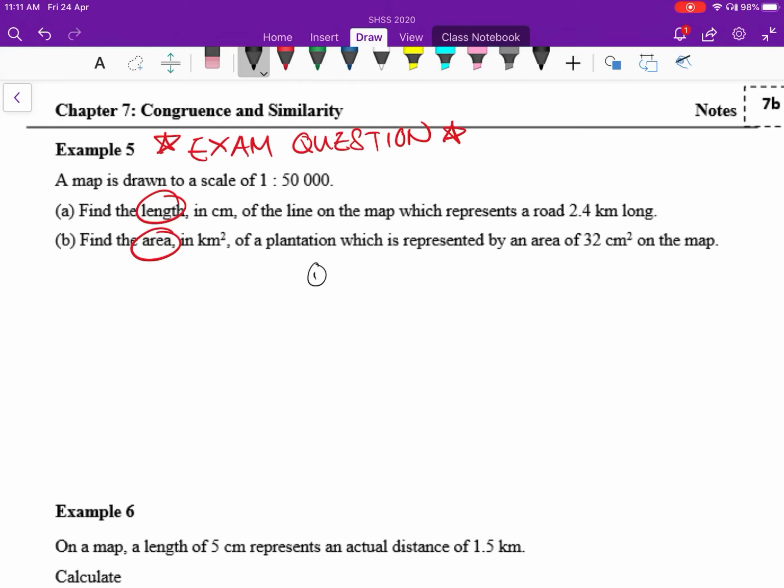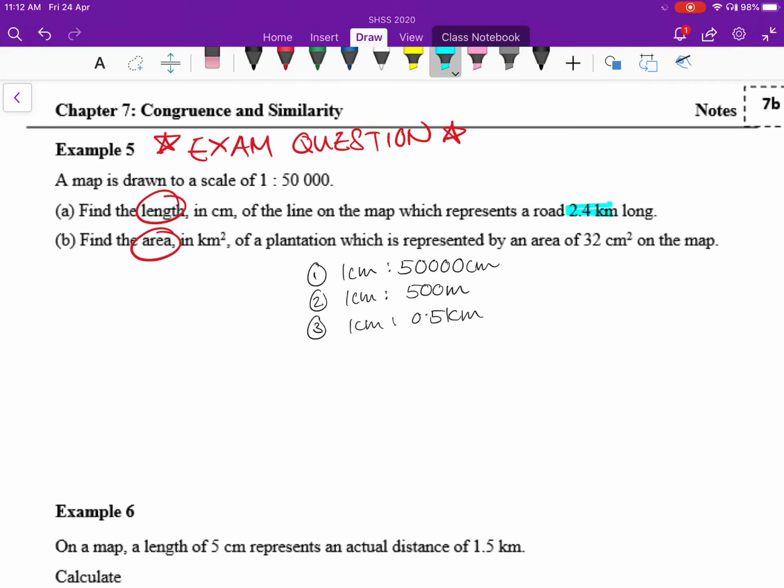Okay, as I repeat and repeat again, I love to do this. 1 cm is to 50,000 cm. Then I do cm is to meters. Lastly, I do cm is to km, so that I can use any scale that I want to use. Now find the length in cm of a line on the map which represents a road of 2.4 kilometers long.